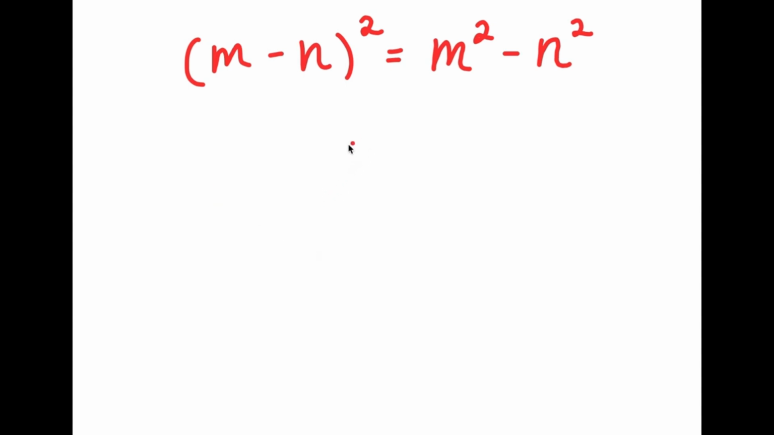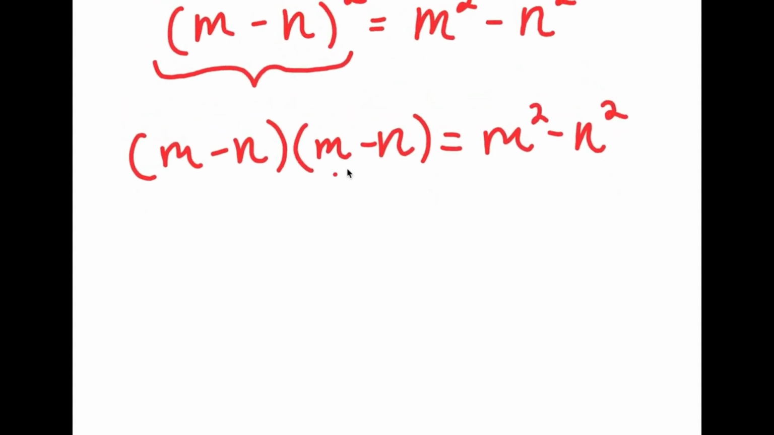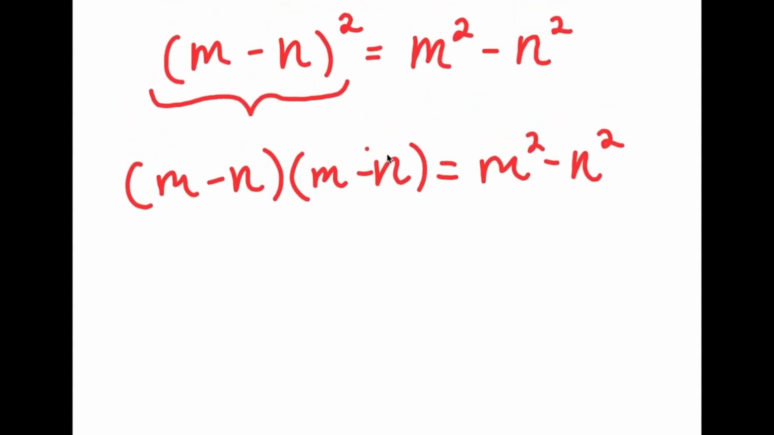Alright, so in this problem I have (m minus n) squared is equal to m squared minus n squared. To solve this problem, I'm going to first start by rewriting (m minus n) squared, and I'm going to rewrite this as (m minus n) times (m minus n).